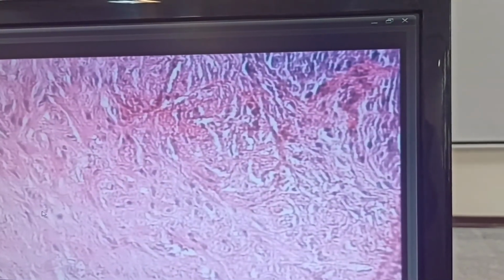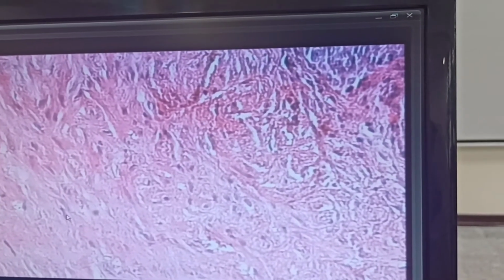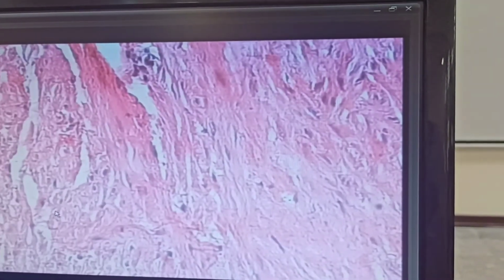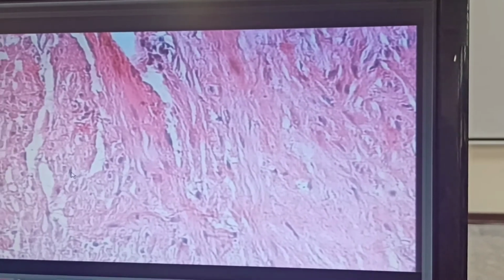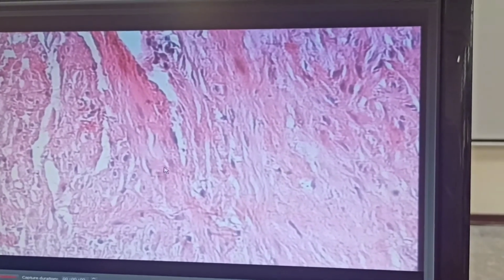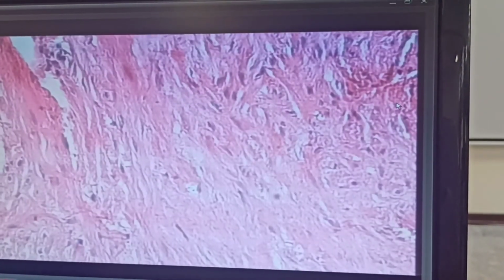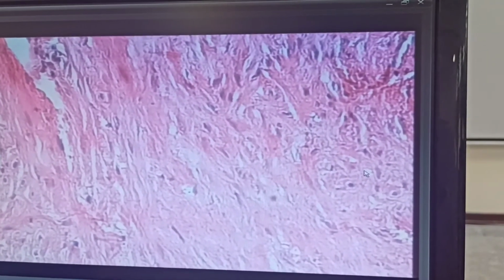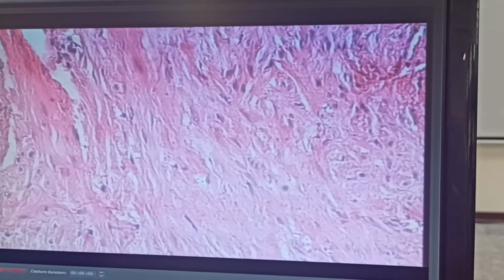Then the shape of the cell changes to elongated, which means we have the circular layer. And again it changes to round. You can see this part. Again the outer longitudinal, middle circular, and inner longitudinal. So we have a very thick smooth muscle layer. This way we can recognize that it is the vas deferens.